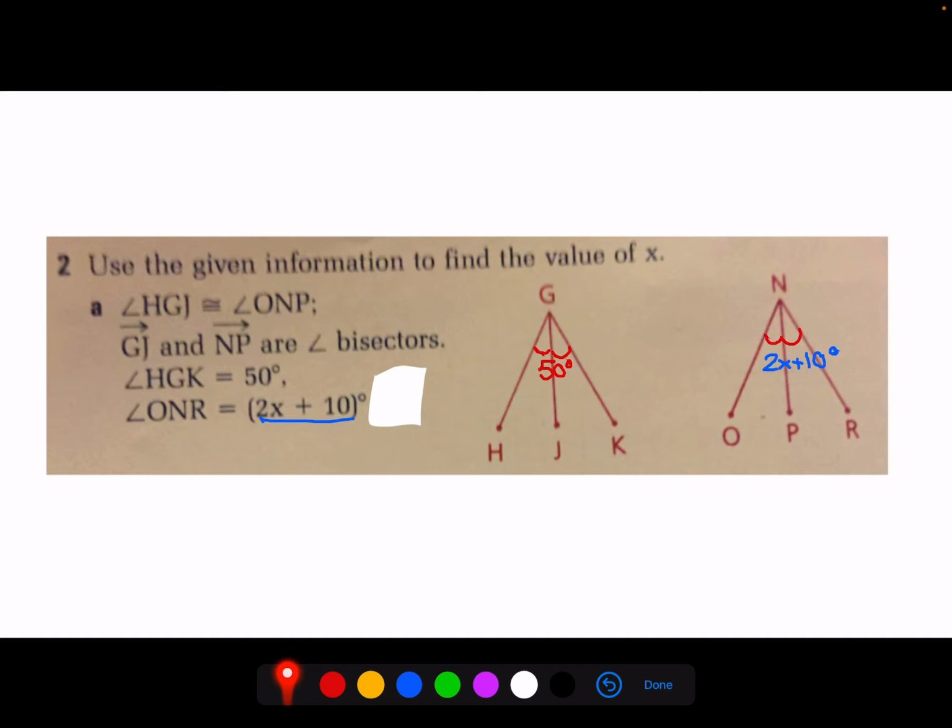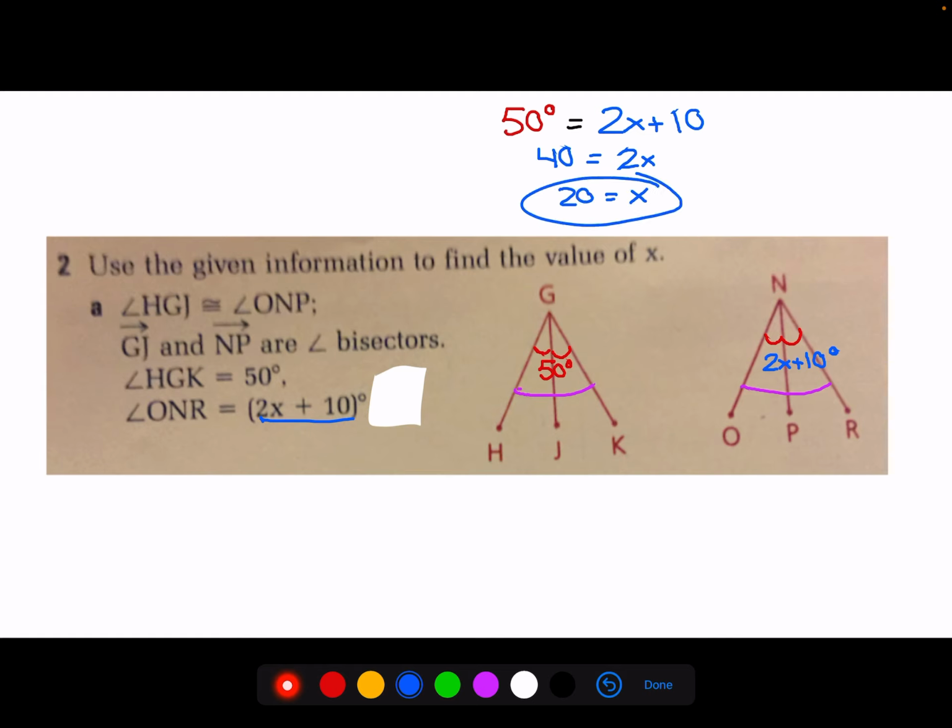So from here, if these two giant angles are congruent, well then I can say that 50 degrees is equal to 2x plus 10. From here, we get 2x equals 40. Therefore, x equals 20. And that's our answer.